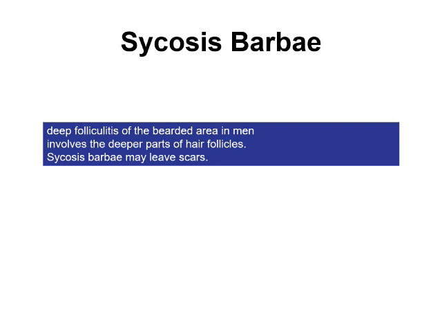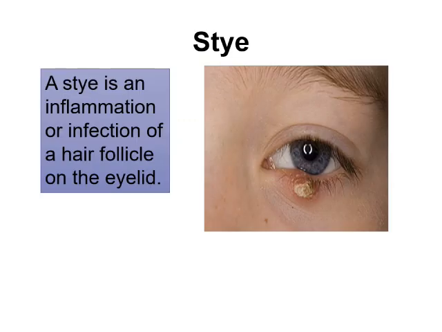The second type of folliculitis is a stye. A stye is an inflammation or infection of a hair follicle on the eyelid, as you can see on this picture.